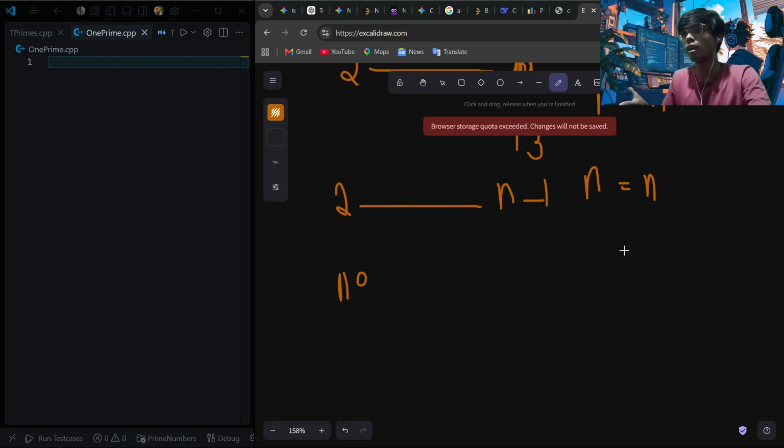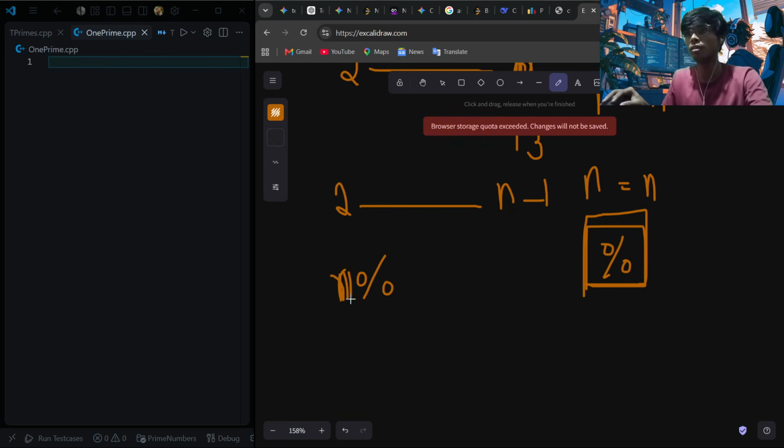To check the remainder, there is an operator called the modulo operator, which is used to find the remainder. So if I want to know the remainder when I divide n by i, what is i? i will go from 2 to n minus 1.